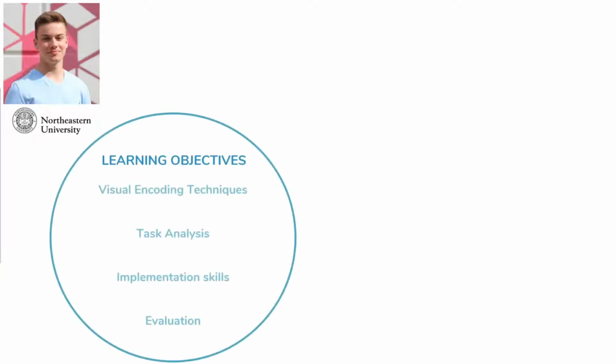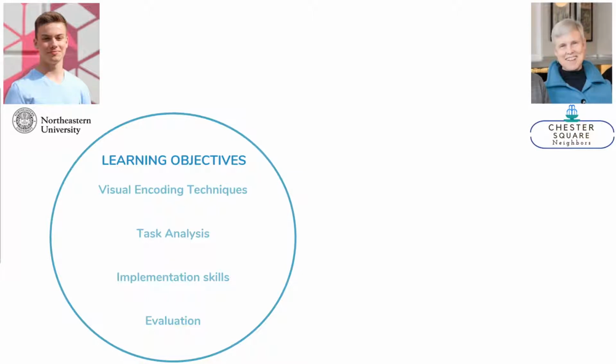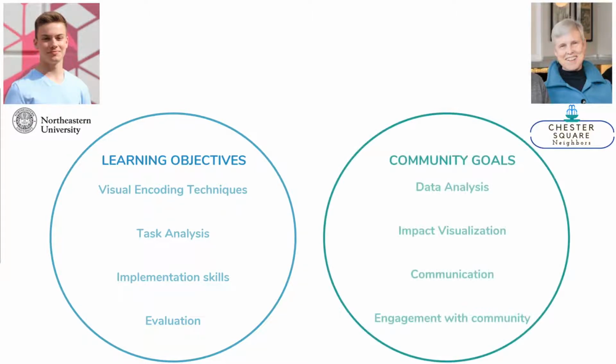Let me also introduce you to Dan, an undergraduate student majoring in data science in Michelle's visualization course. Dan has learned the essential components of design studies in his visualization course. However, Dan does not know how to implement these skills in the real world to help real stakeholders like Carol. Even though students like Dan have the ability to help out organizations like Chester Square Neighborhood Association, their curriculum does not empower them to do so, and therefore the community goals of these organizations remain unmet.